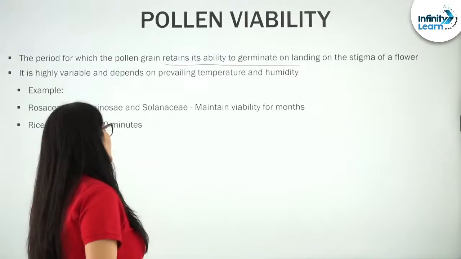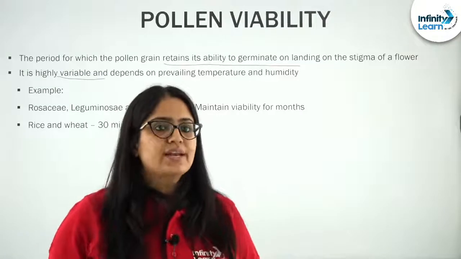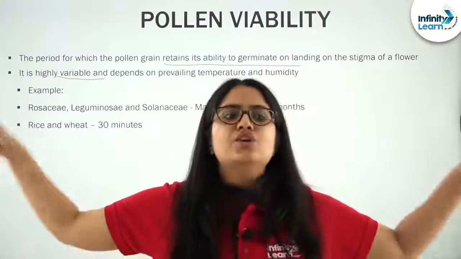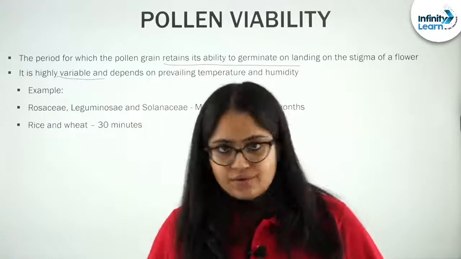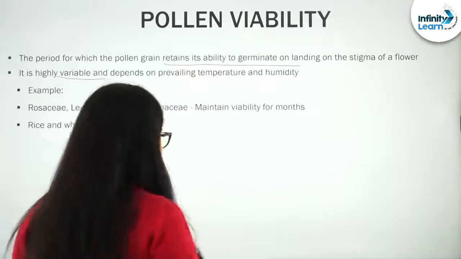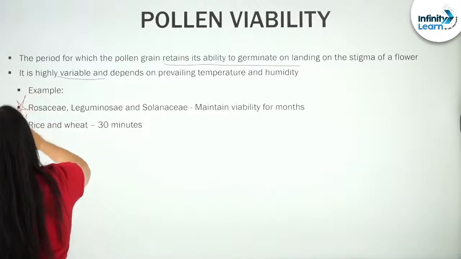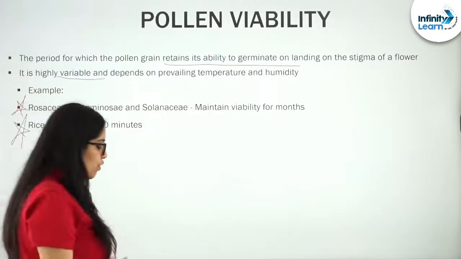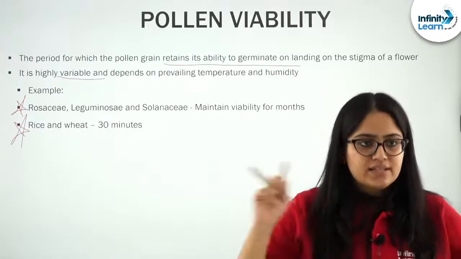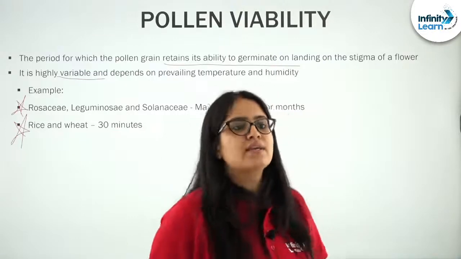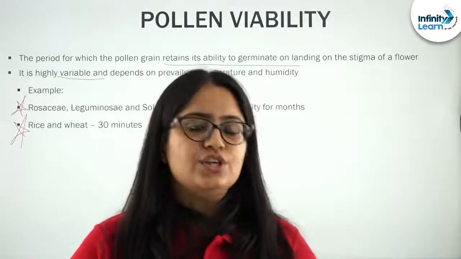Very important, remember this. Okay, so the time period for which pollen grain retains its ability to germinate. Next thing that you need to understand is that this pollen viability is actually highly variable, right? It depends upon the prevailing temperature and humidity in the surrounding environment in which that particular plant is growing. I hope this much is clear. And NCERT has given some very important examples, and there are high chances of being asked that in members of Rosaceae, Leguminosae and Solanaceae plants, right? What are these? These are families. So, in members of these families, the pollen grain can retain or maintain its viability for months.